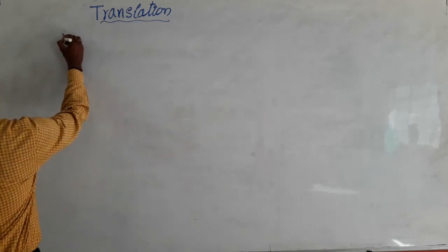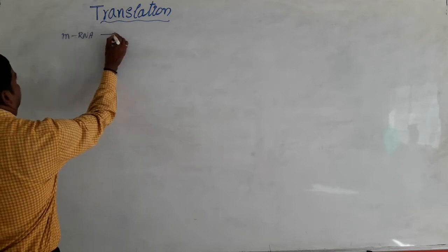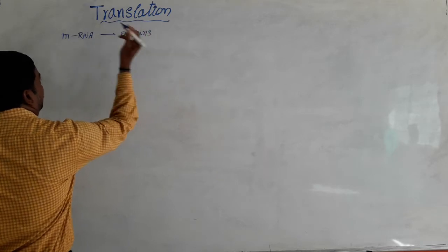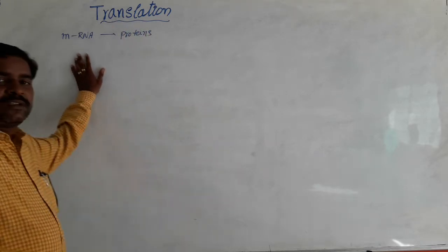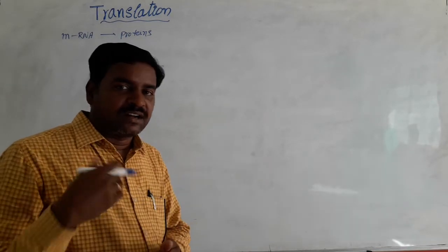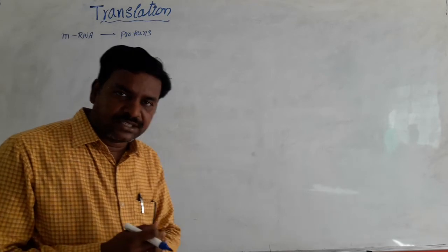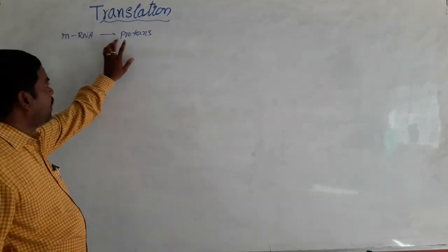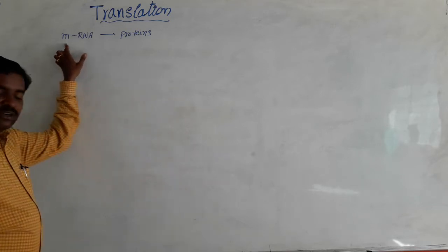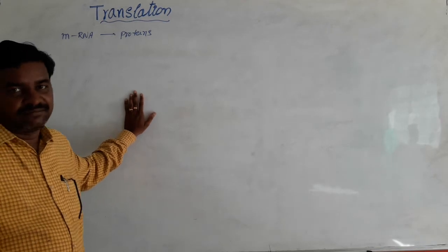So translation means formation of proteins. Okay, formation of proteins from mRNA. This is called translation. At the same time, this translation is also called formation of a polypeptide chain as per the codons of mRNA. That is called translation.